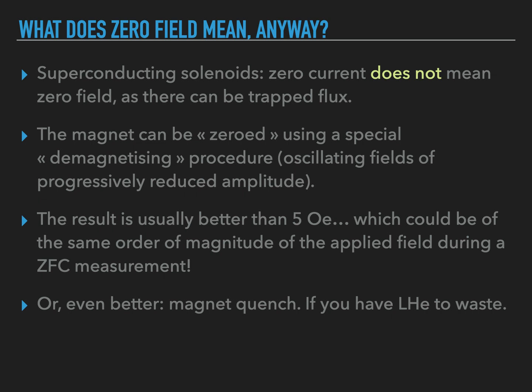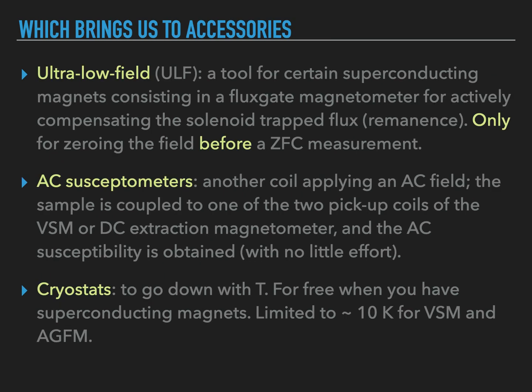Unfortunately, this residual field can still be too high when you want to do specific sets of measurements, especially on magnetic particles. These measurements are called zero-field cooled measurements, for example. So, if you really need to go to a much lower field value, a nominal zero field value, your best option is to quench the magnet. But in that case, it means that you are going to waste a lot of liquid helium. Unless you want to invest money into some accessories.